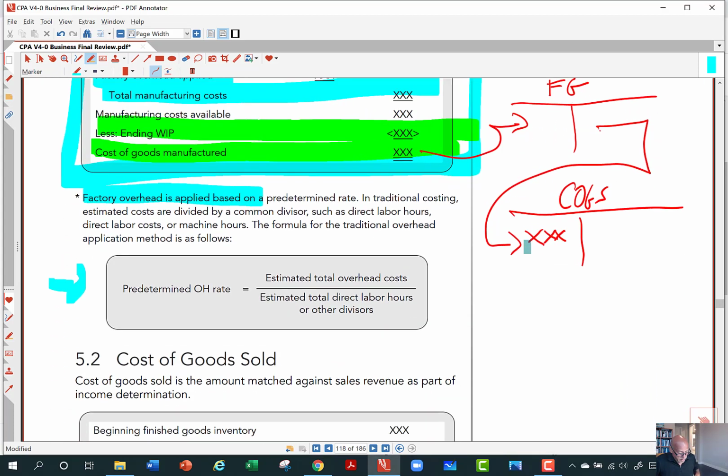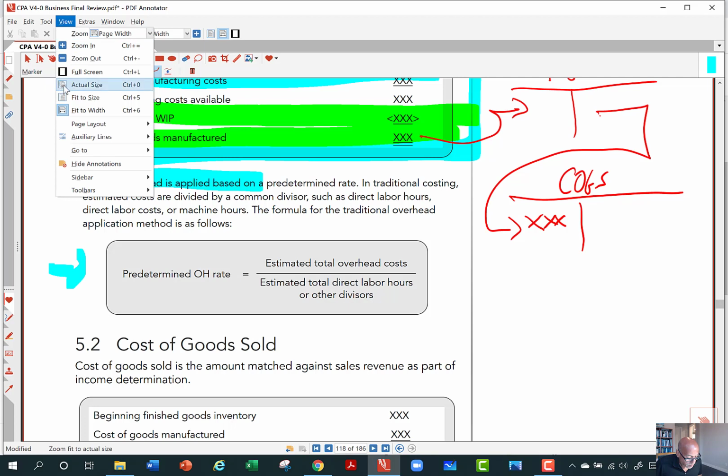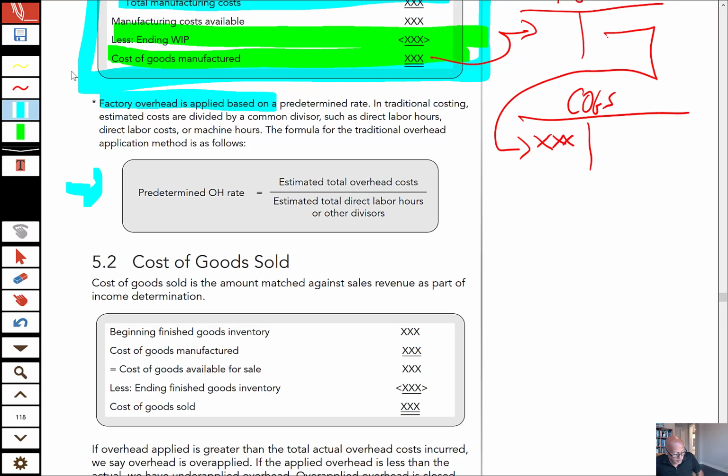Okay, let's go ahead and continue on and take a look at the way that we will apply our overhead. And remember, we said we have to use the predetermined overhead rate, and it's important to realize that the predetermined overhead rate is an estimate, right? So we take whatever we think our estimated total overhead costs are. Maybe we've gathered some data from previous years.